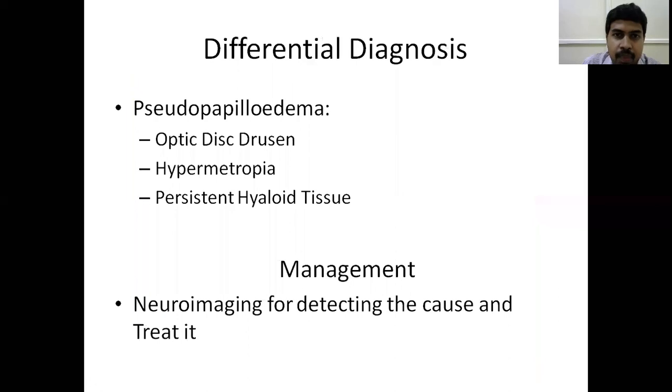So what is the differential diagnosis of pseudopapilledema? It could be due to optic disc drusen. I told you in hypermetropia, a small disc can mimic papilledema, and persistent hyaloid tissue, Bergmeister's papilla, Mittendorf's dot, all these I told you in congenital optic disc anomalies. So management, just do neuroimaging, either CT brain or MRI brain, detect the cause and treat the cause, nothing more than that. Nothing on the ophthalmic part.